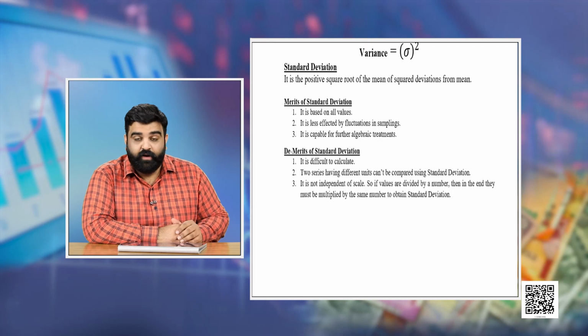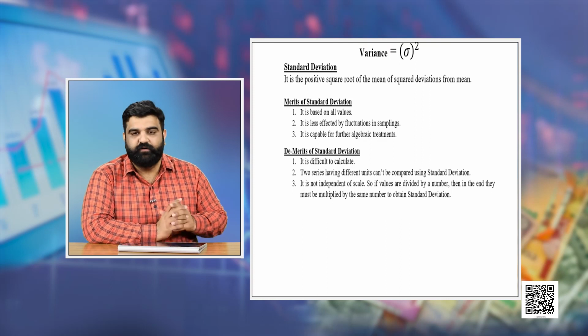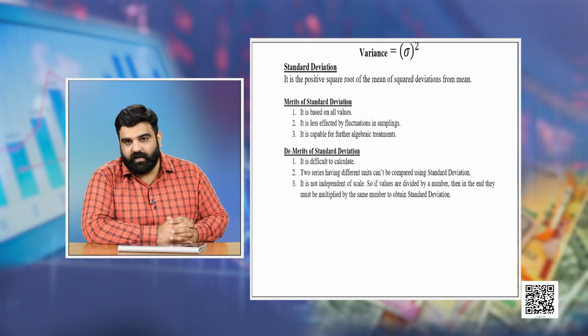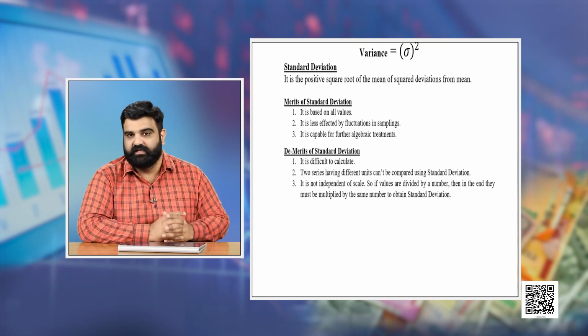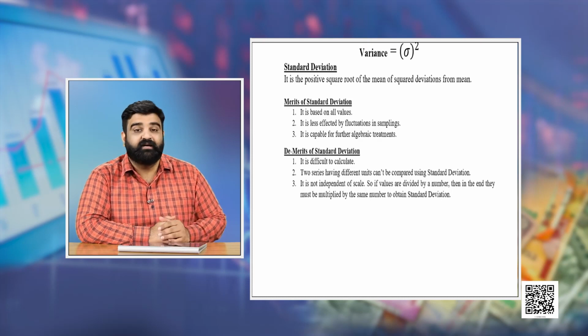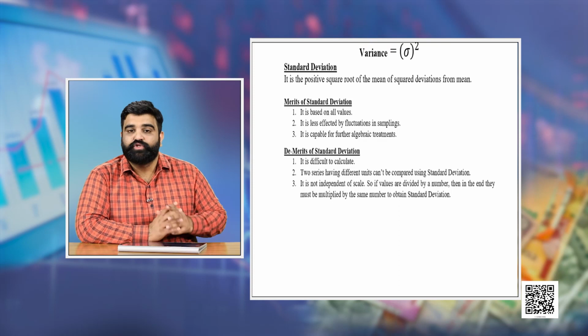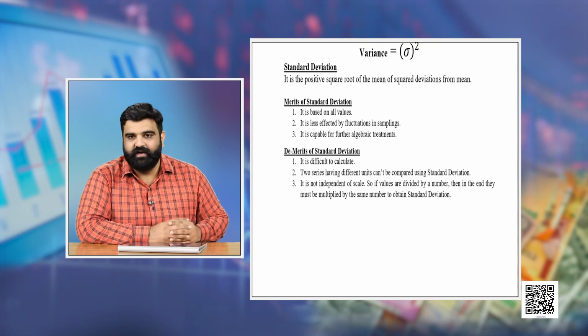Now we have some demerits of standard deviation. First of all, it is very difficult to calculate. We will be doing some questions and you will find that it involves more calculations. Then, two series having different units can't be compared using standard deviation. If one series is the weight of students and the other is the marks of students, we cannot use their standard deviations to compare those two series. The third demerit is that it is not independent of scale. If I divide the series by a common factor, at the end I will have to multiply by that number to calculate standard deviation. So it is not independent of scale.